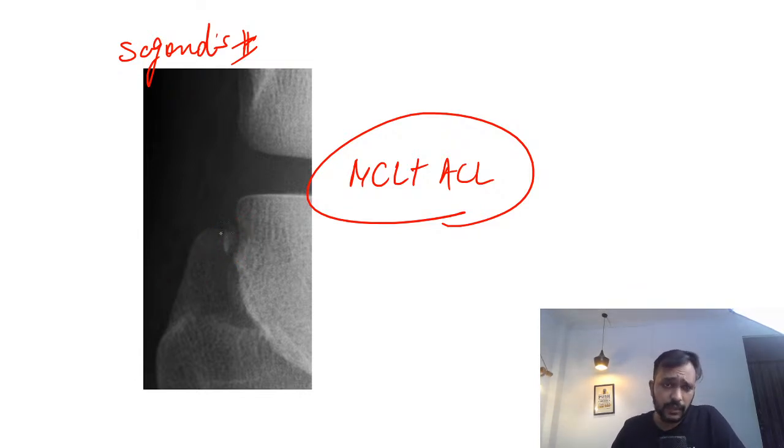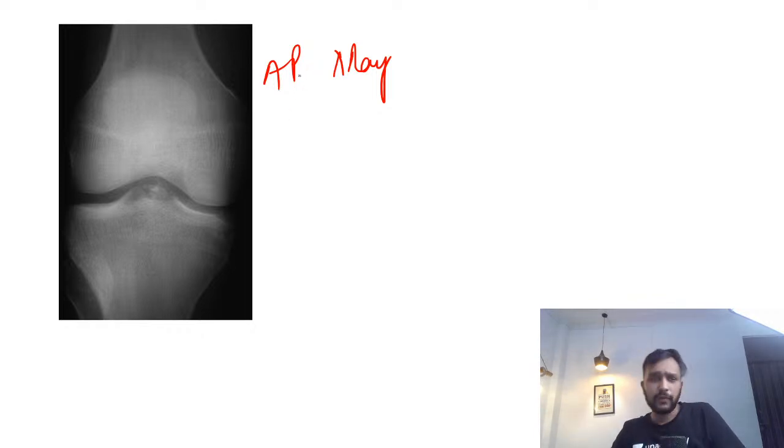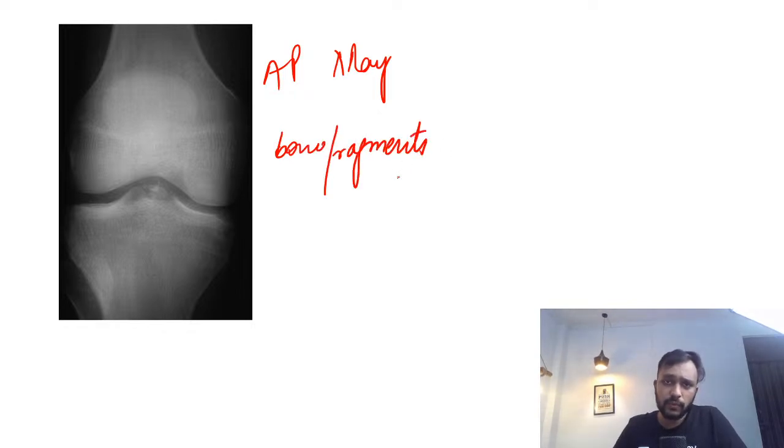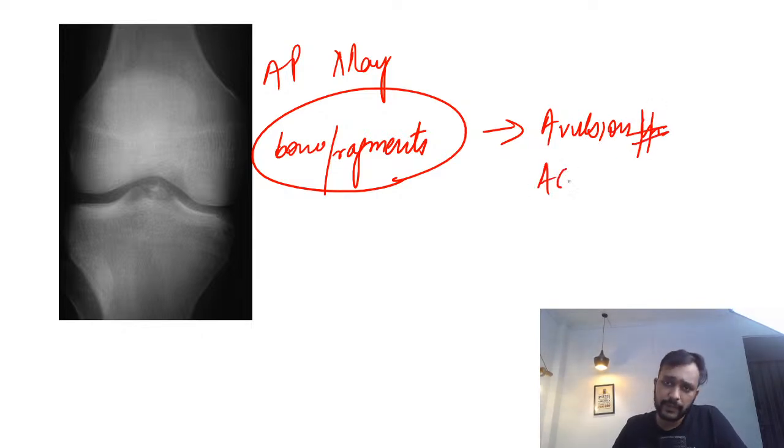Okay, these can be associated with ligamentous injuries. Okay, so in this X-ray of the AP view of the knee joint, in the AP view we can see some bony fragments in the joint space. Bony fragments can be seen in the joint space. Okay, these bone fragments are due to the avulsion fracture caused by the ACL ligament.